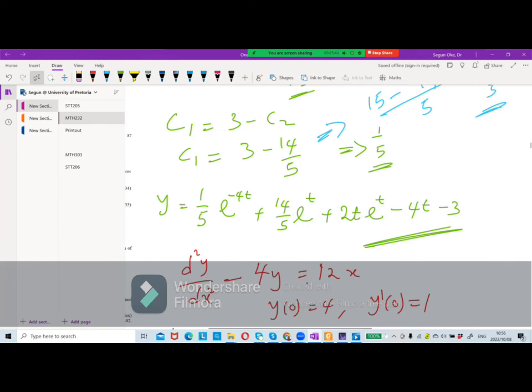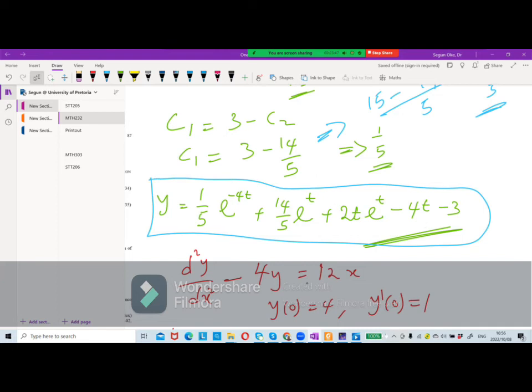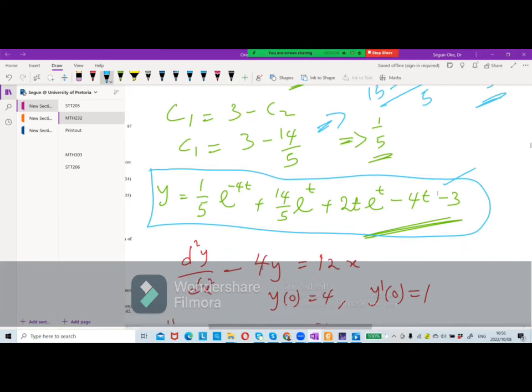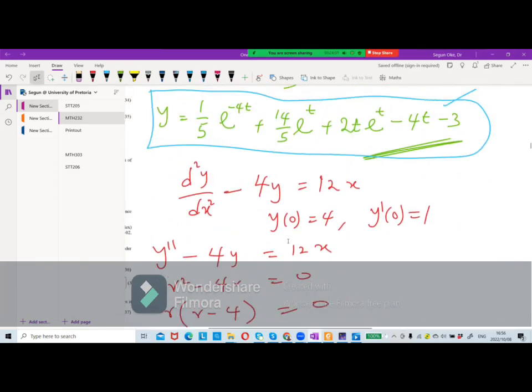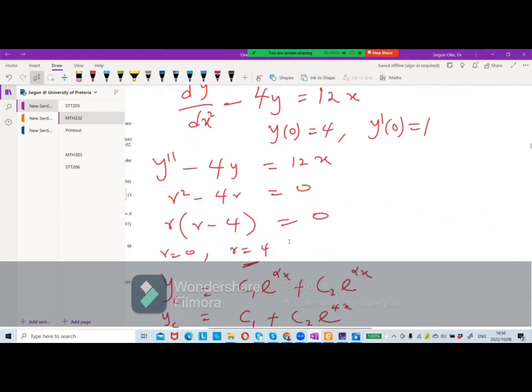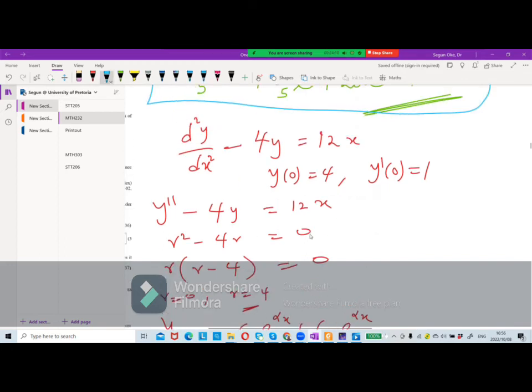So we can now write our general solution in this format. A general solution would now be, now that we know our C1, we know our C2, then substitute them into your original y equation. So I believe this will help us. Also, these are part of the exam. One of the questions in our exam says y double prime minus 4y equals to 12x.